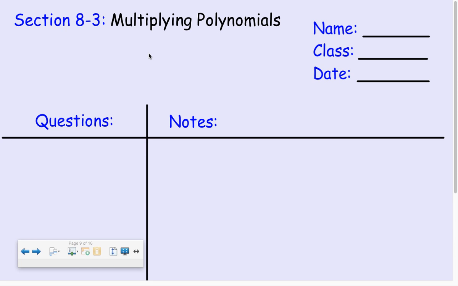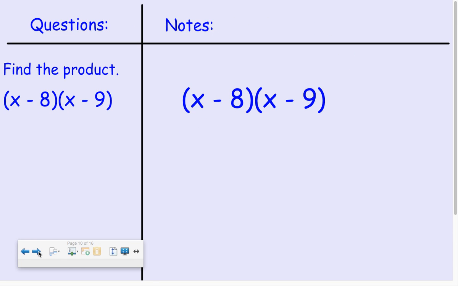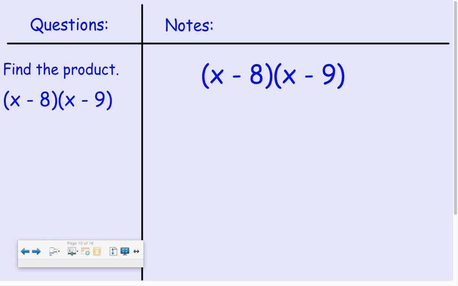Section 8.3, multiplying polynomials. Find the product of x minus 8 times x minus 9. So when we have two binomials that we're multiplying, x minus 8 is a binomial, x minus 9 is a binomial, we are going to use the FOIL method.